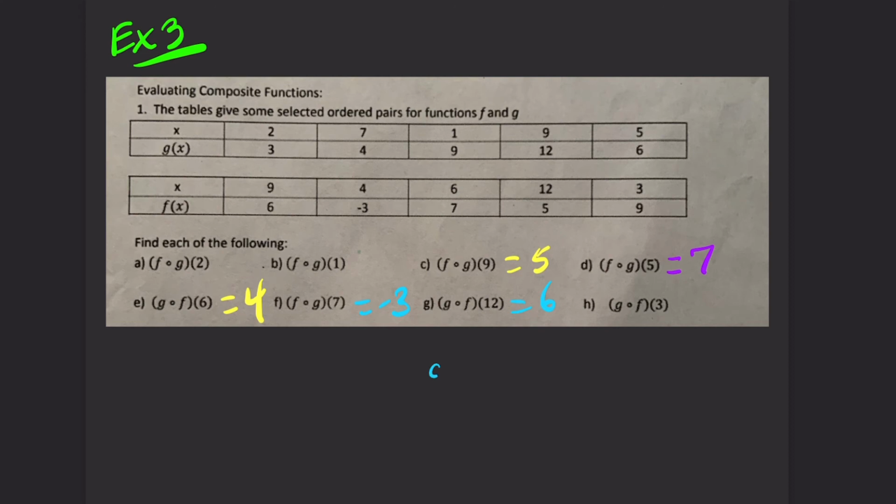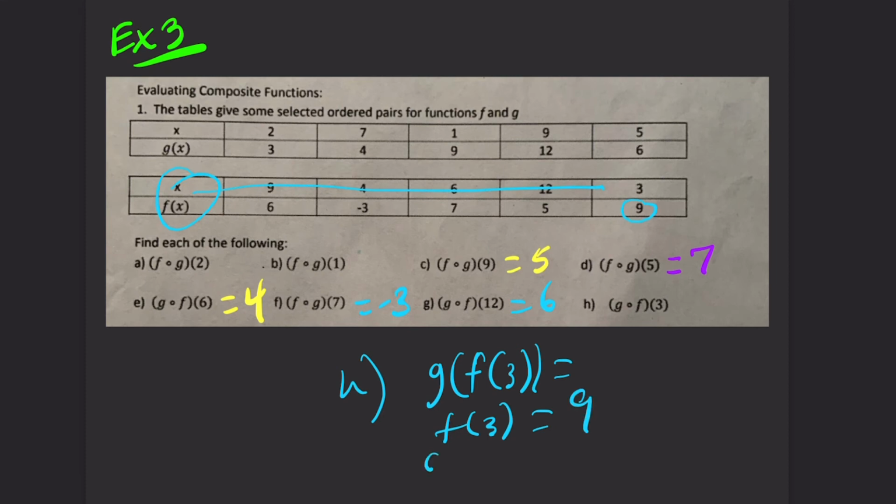For letter H, we are evaluating g of f of 3. If we start with the inside, it is f of 3. That's equal to 9, so then you do g of 9. So for g of x, when x is 9, the y value is 12.